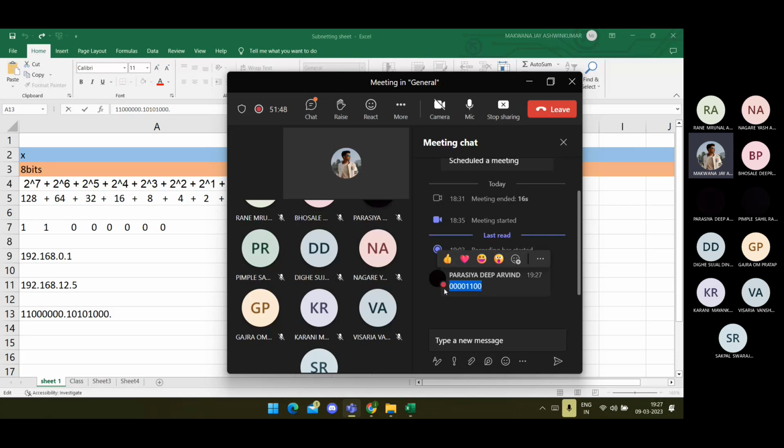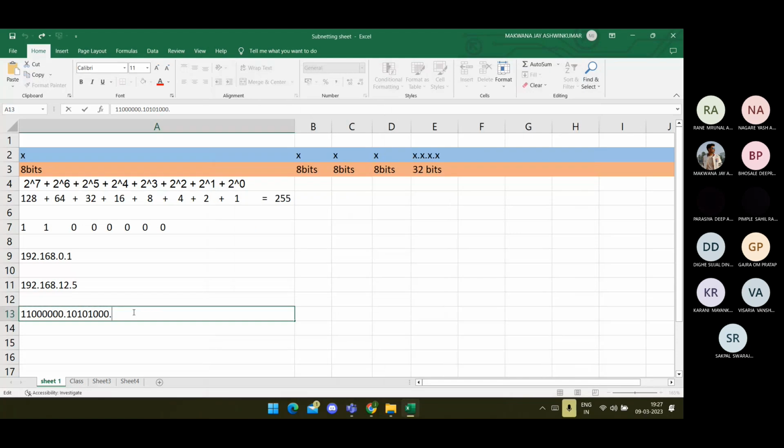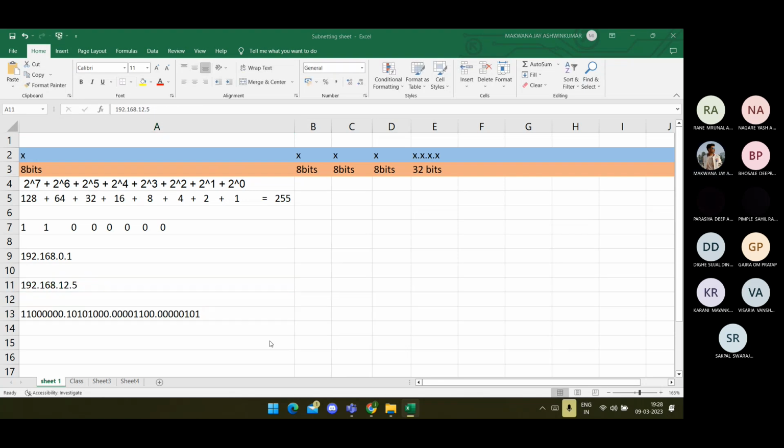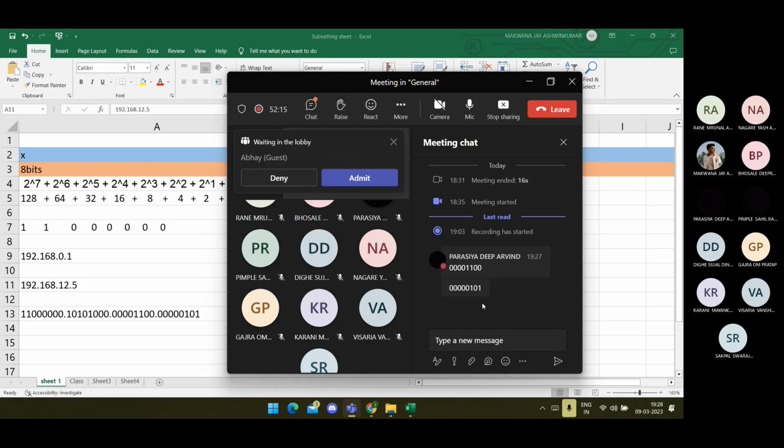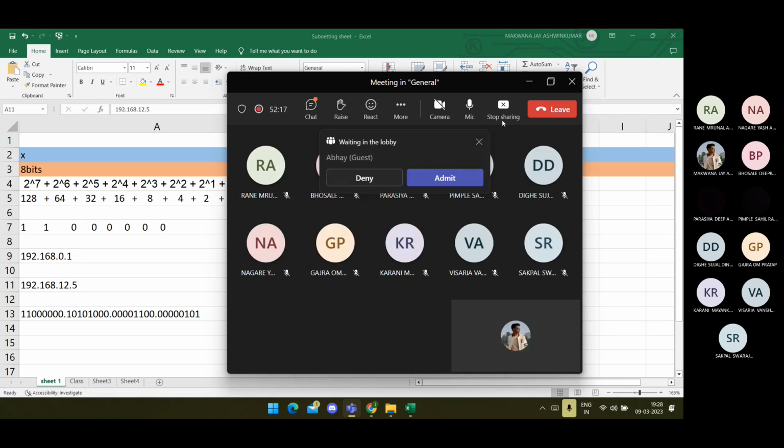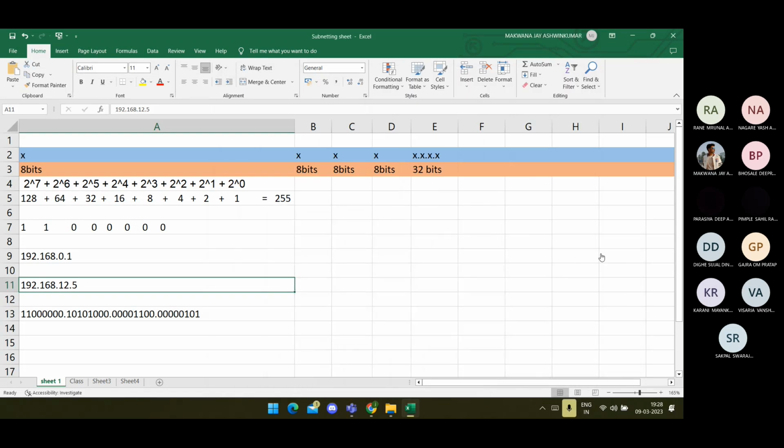Okay, Deep has written for 12. Yes, that is right. And for 5, it will be 4 plus 1, right? It will be 0 0 0 0 0 1 0 1. Yeah, so this is how this IP address will be written in bits. This is how an IPv4 address is written in bit format, and you can calculate this.